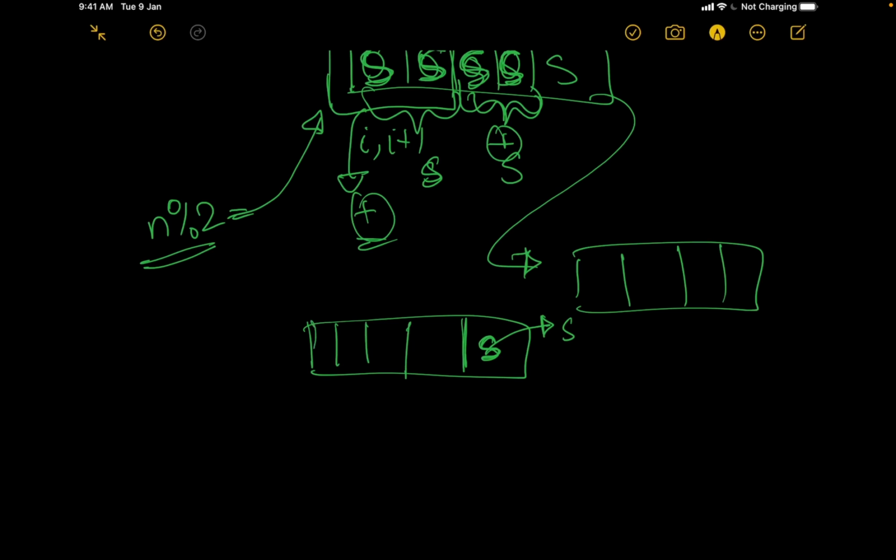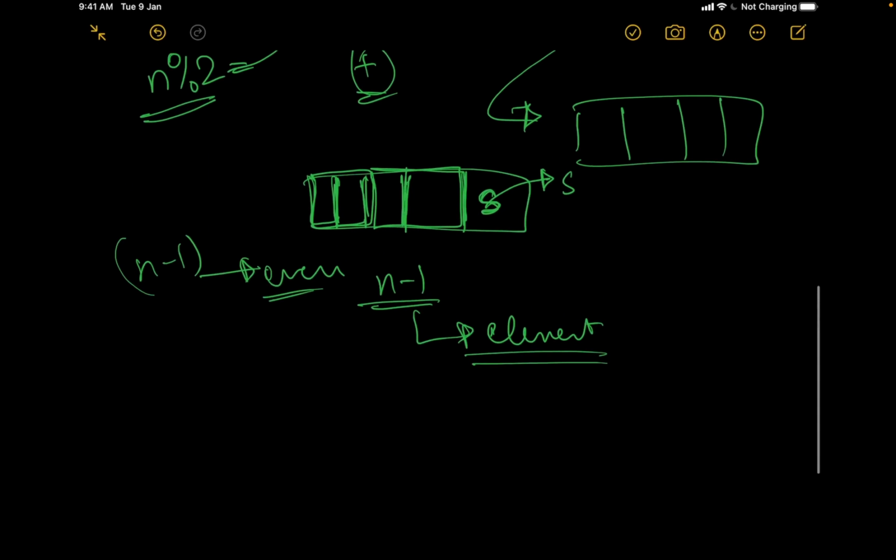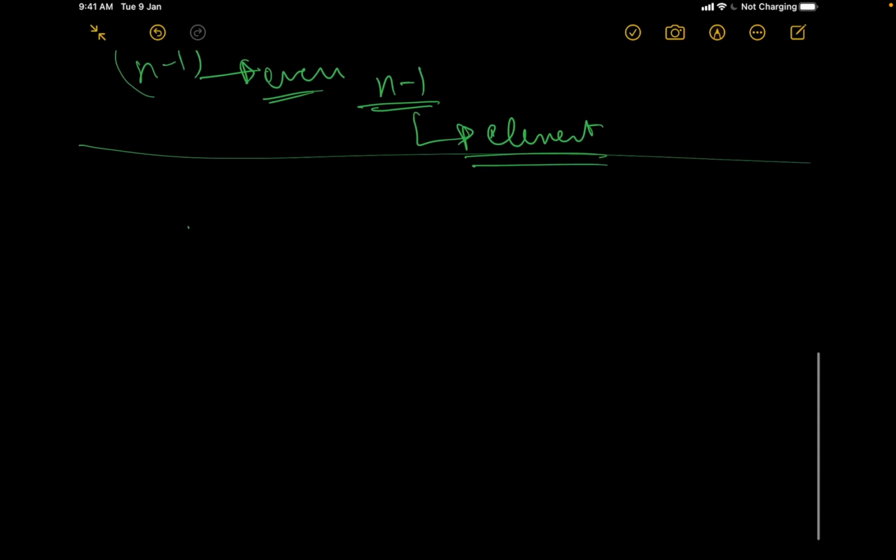And then the remaining array has n minus 1 elements. So you need n minus 1 to be even. Only then you can select pairs of them, right? Only then you will be in a position to select pairs of them and make all of them equal to s. So I guess odd is pretty clear. Now let's talk about even.